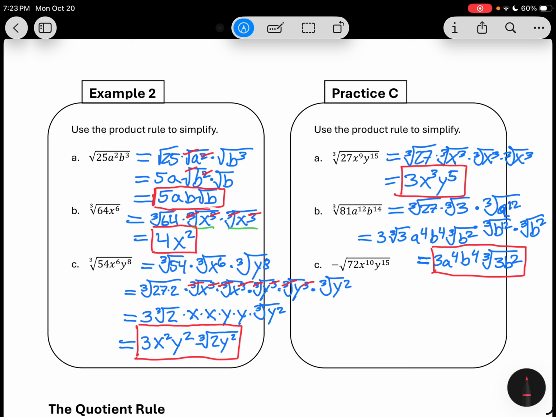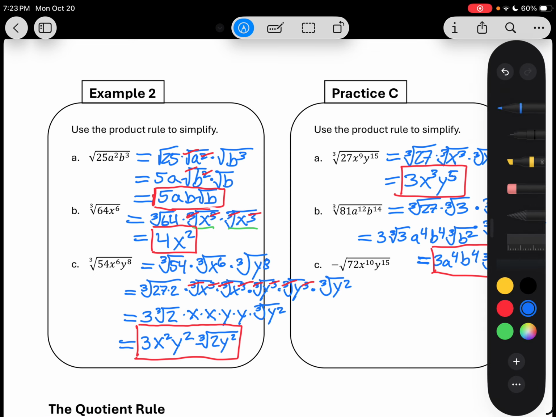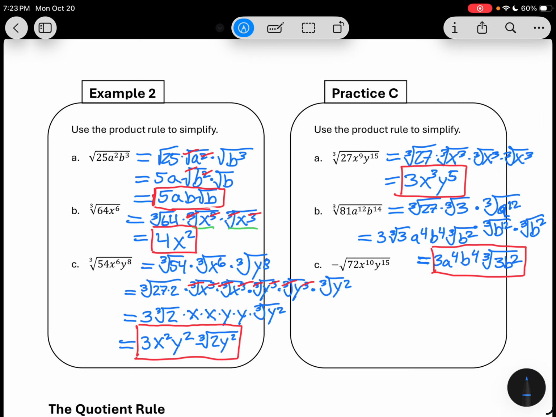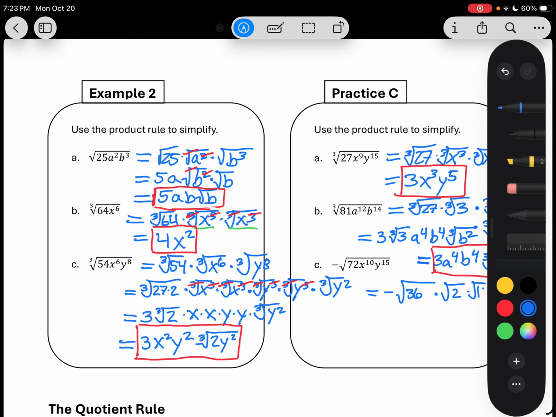And then for letter C, we've got the negative square root of 72. 72 has 36 as a perfect square, and then times the square root of 2, because 36 times 2 is 72. And then we can do the times the square root of x to the 10th power.